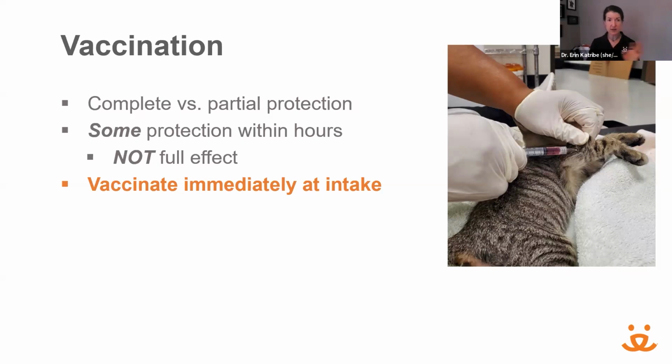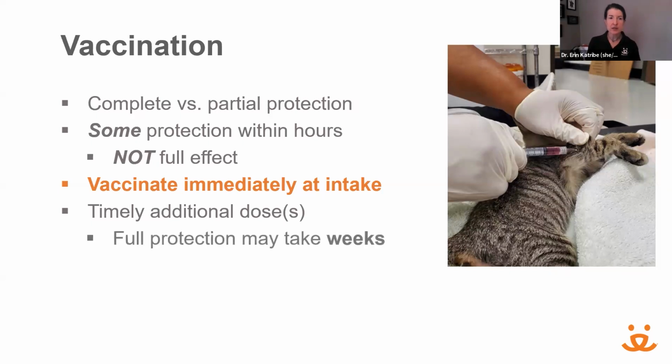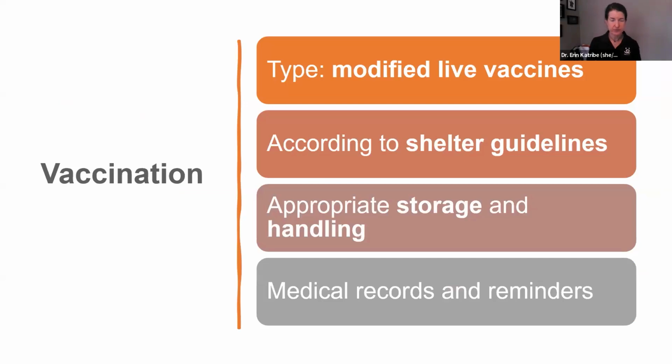And when I say immediately, at intake or before intake, immediately means within minutes, not even hours, and certainly not days. They need to be vaccinated immediately upon intake. We'll talk about when additional doses of vaccines are recommended for both adults and juveniles, but we need to make sure that we're giving those additional doses on a shelter schedule and we're giving them on time. For some of these diseases, full protection can take weeks, depending on the disease and the individual. And so those timely additional doses are also critical.